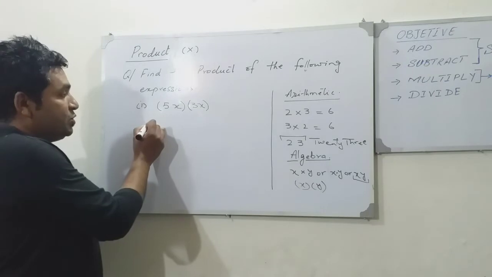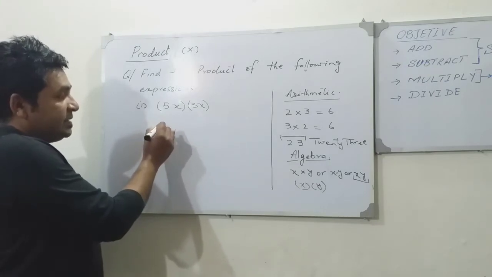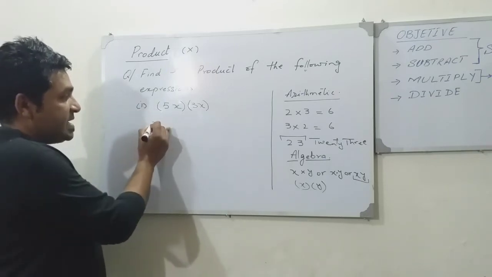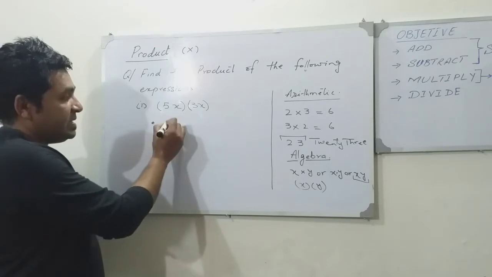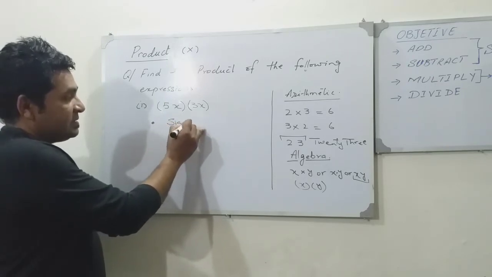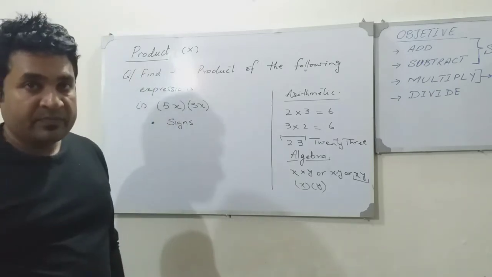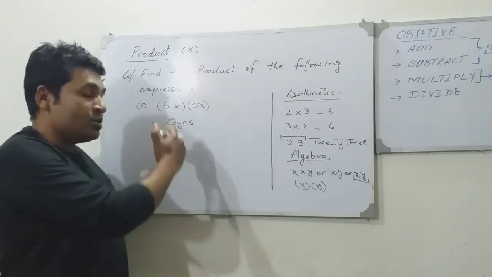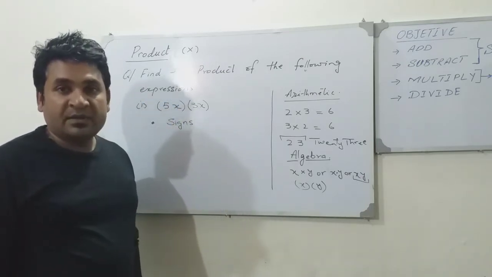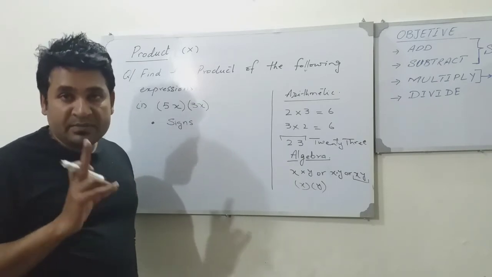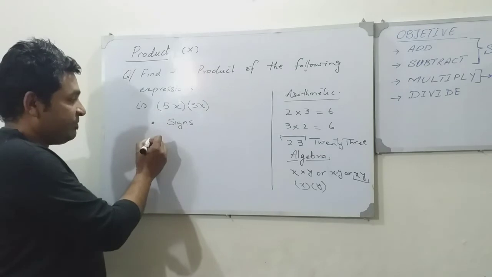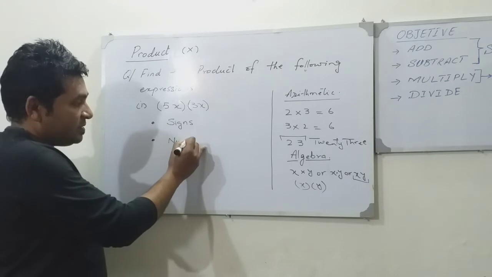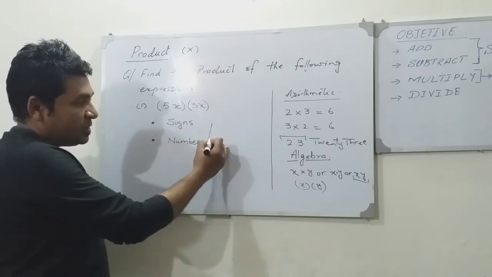Always remember, when you multiply, the first thing we multiply is the sign. We multiply their signs first of all. If you follow this in order, you will never make a mistake. So first of all multiply the signs, then multiply the numbers, or in other words, the coefficients.